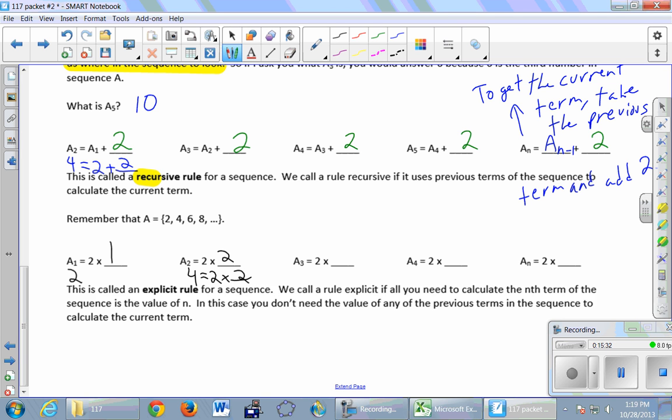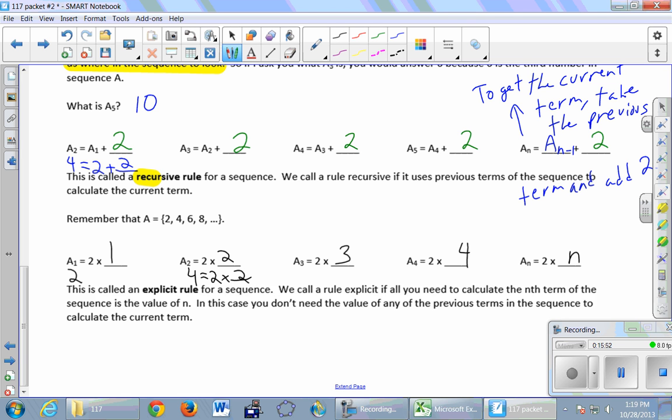A sub 3 is 2 times 3. Yes, it is. A sub 4 is 2 times 4. And now we're going to write the general rule. A sub n is 2 times n. Plain old n. Not A sub n minus 1. Not A anything. Just plain old n.